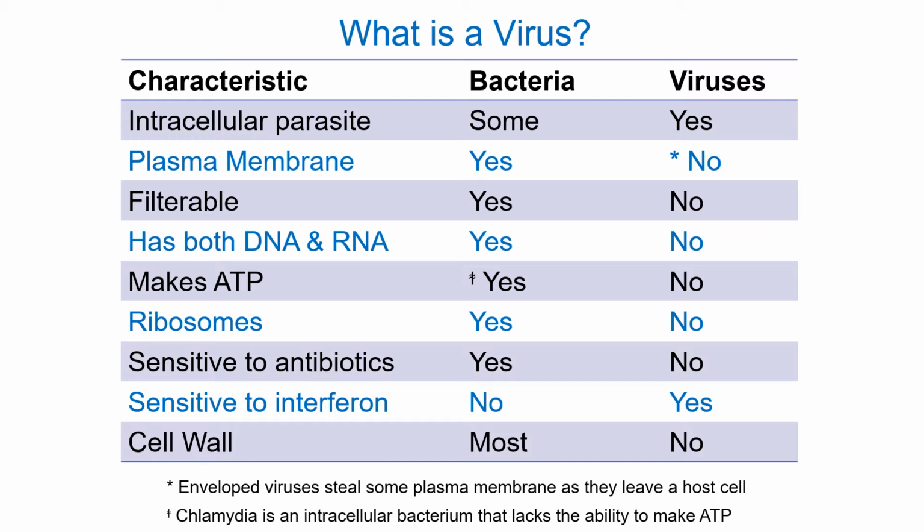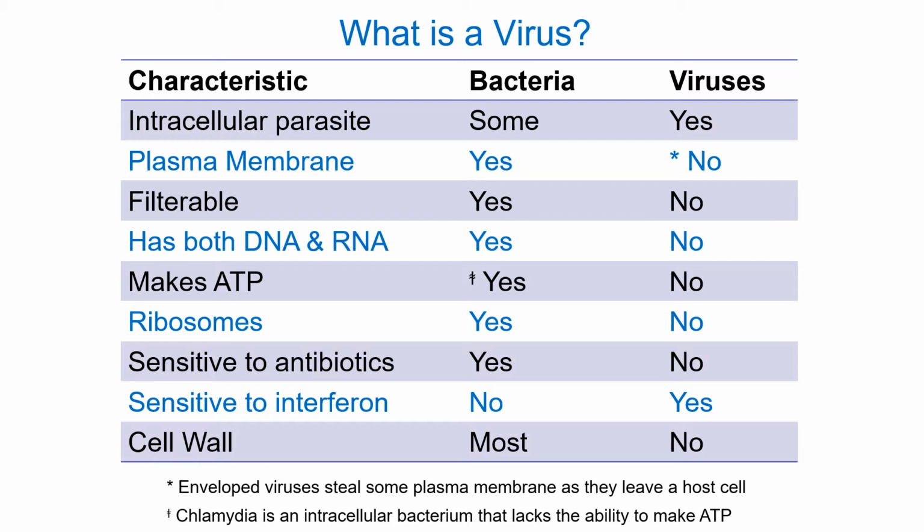Do they have DNA and RNA? Well, bacteria are going to have both. They're going to follow the central dogma of molecular biology. They have DNA as their permanent repository of information, and they have RNA as the messenger between DNA and the ribosome. Viruses are going to have one or the other. They can have single-stranded or double-stranded DNA, or they can have single-stranded or double-stranded RNA, but they're not going to have both.